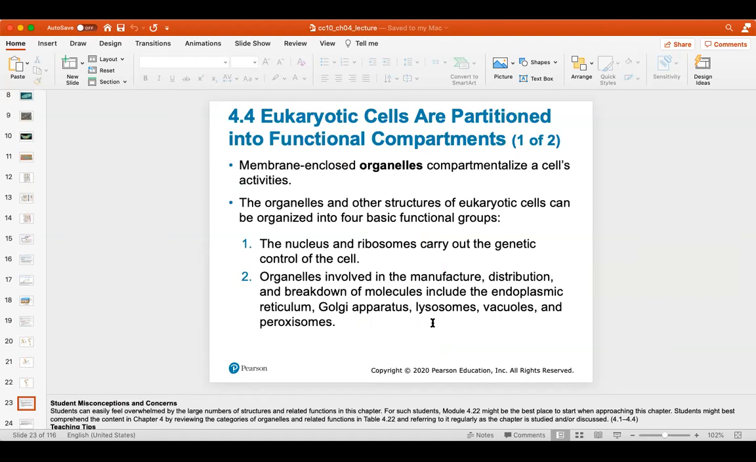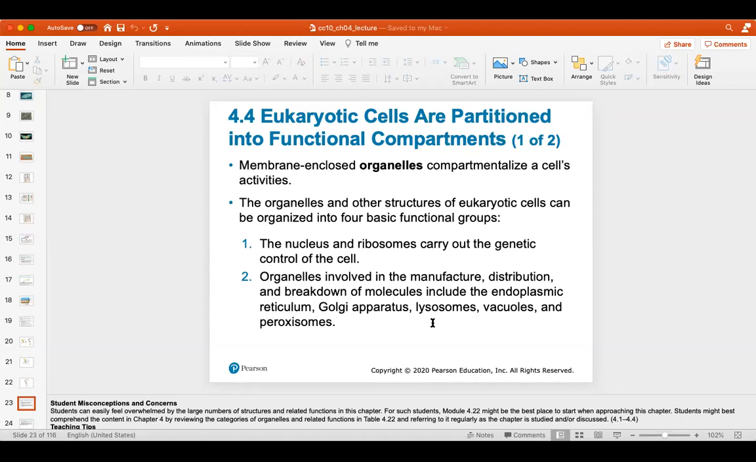Eukaryotic cells are partitioned or separated into functional compartments, and these membrane-enclosed organelles will compartmentalize the cell's activities. The organelles and other structures of eukaryotic cells can be organized into 4 basic functional groups. The nucleus and ribosomes carry out the genetic control, so creating proteins, passing along genes and genetic information, DNA.